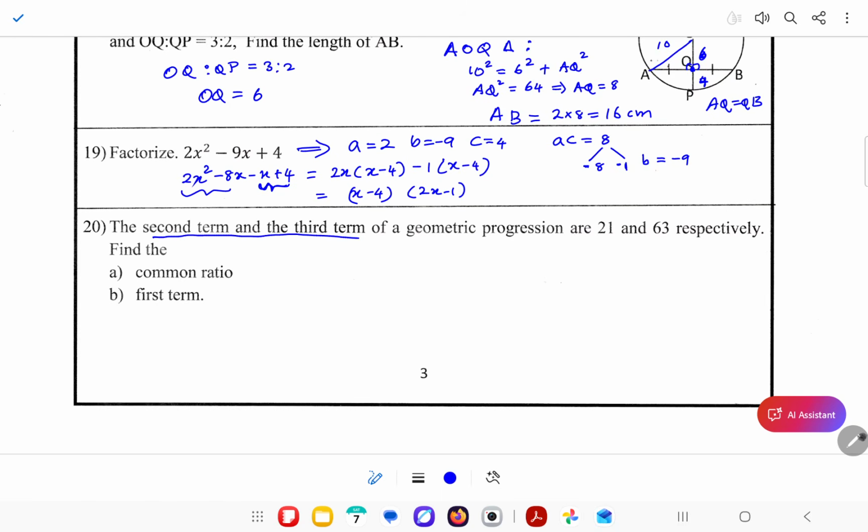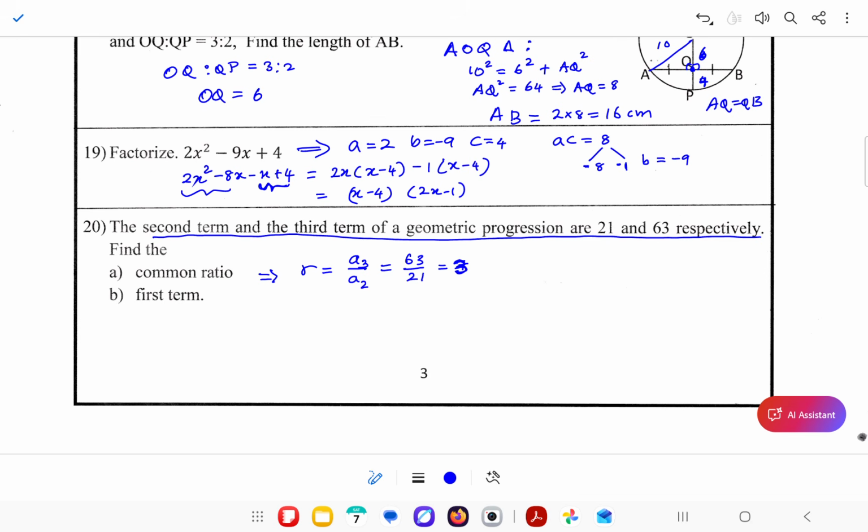Then, the second term and third term of a geometric progression are 21 and 63. So the common ratio is what? You can do third term divided by the second term. So 63 divided by 21, so 7. Sorry, not 7, 3. 63 divided by 21 is 3.